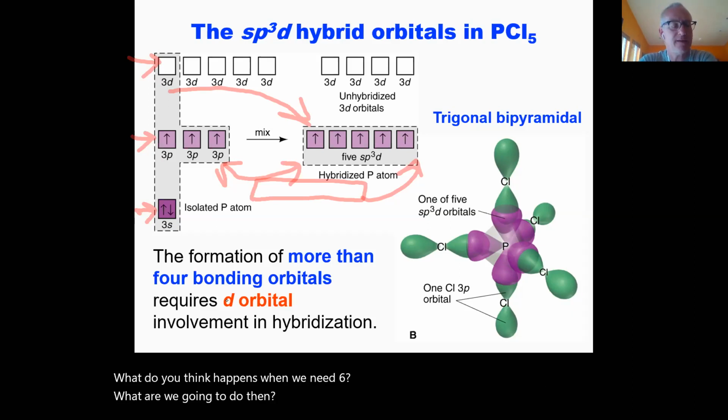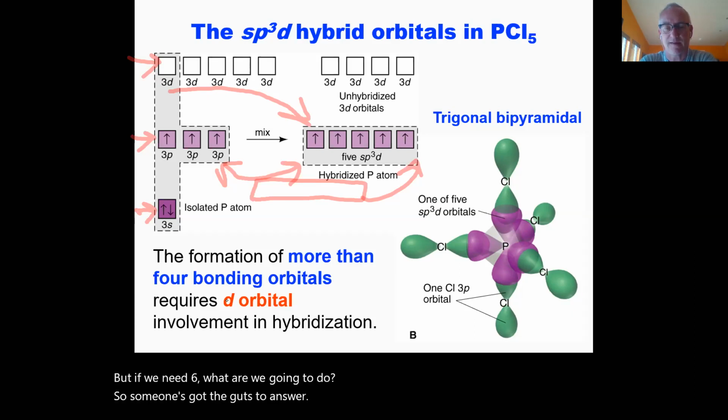Let some lucky customer guess how many we need. 5. So with 5, you need an s, 3 ps, and 1 d. But if we need 6, what are we going to do? Oh, someone's got the guts to answer.